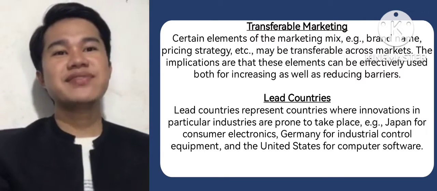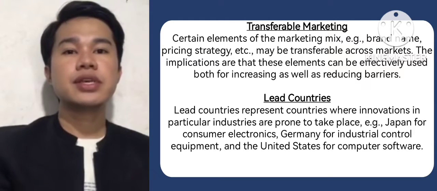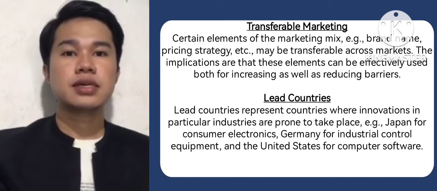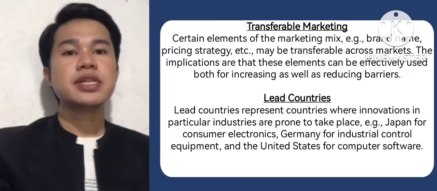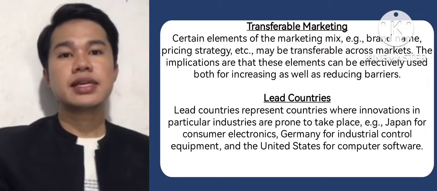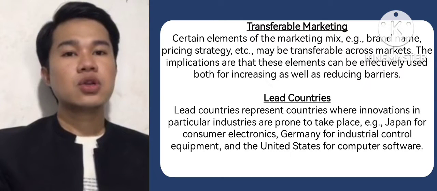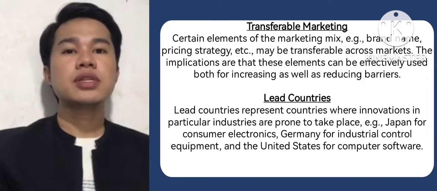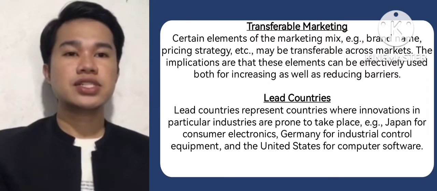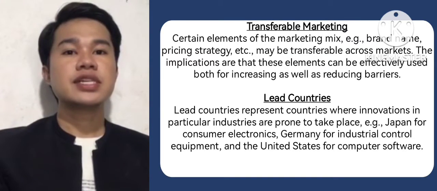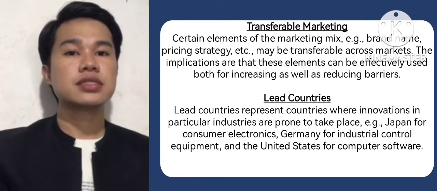And finally, we have lead countries. Lead countries represent countries where innovations in particular industries are prone to take place. For example, Japan for consumer electronics, Germany for industrial control equipment, and the United States for computer software. Globally successful innovations have commonly been introduced first in one country or region before being adopted internationally. Countries that first adopt an internationally successful innovation can be described as lead markets.